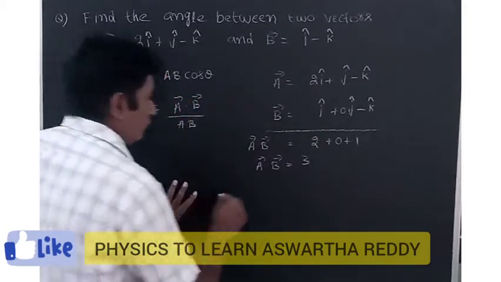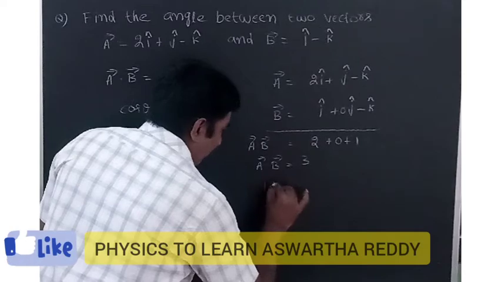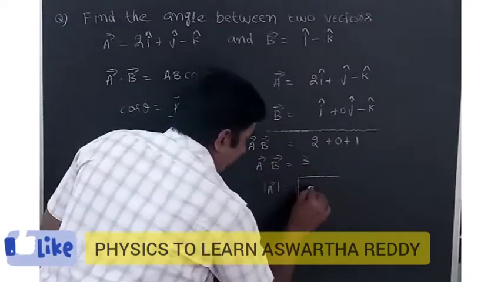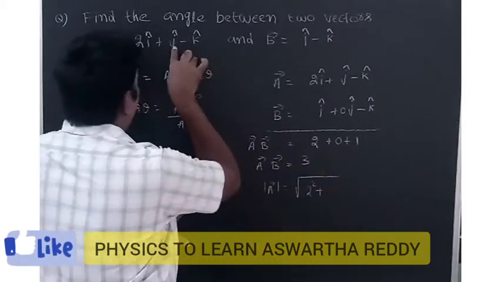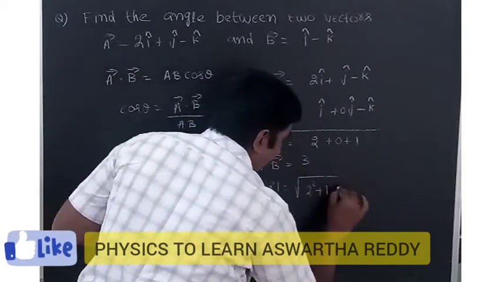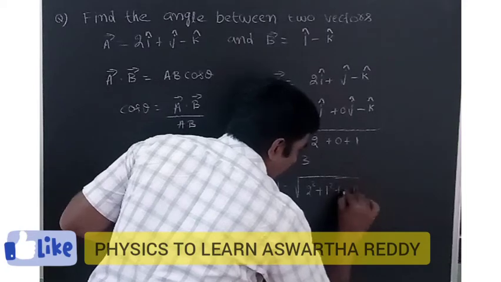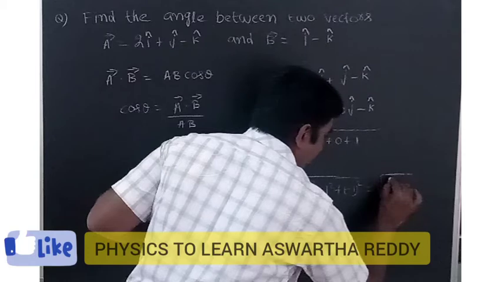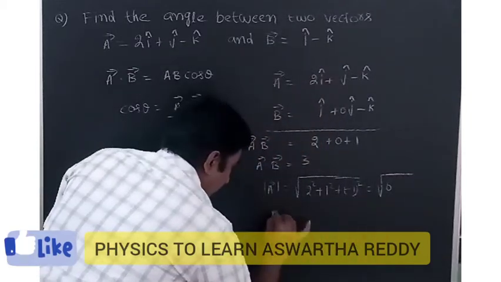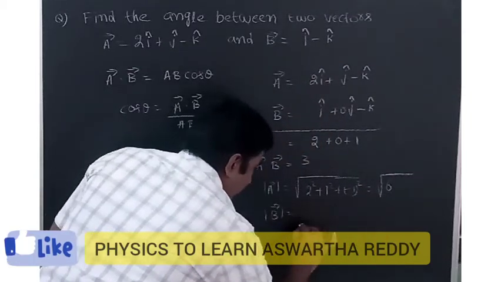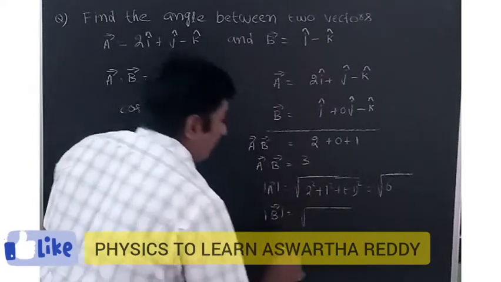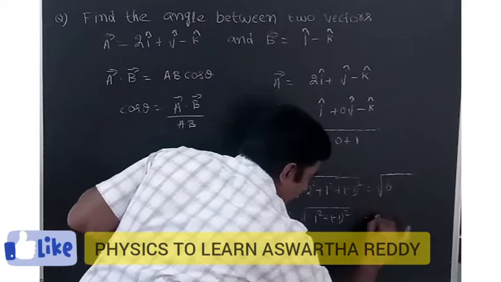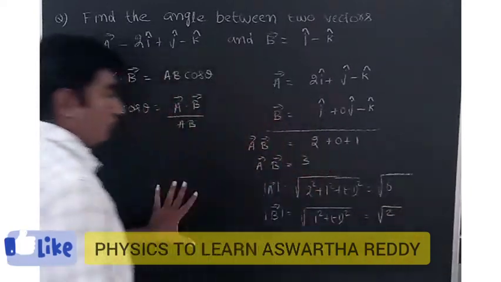Then what about the magnitudes? The magnitude of A vector is equal to root of 2 square plus 1 square plus minus 1 whole square, which is nothing but root 6. And the magnitude of B vector is equal to root of i cap value 1 square plus minus 1 whole square, which is nothing but root 2.